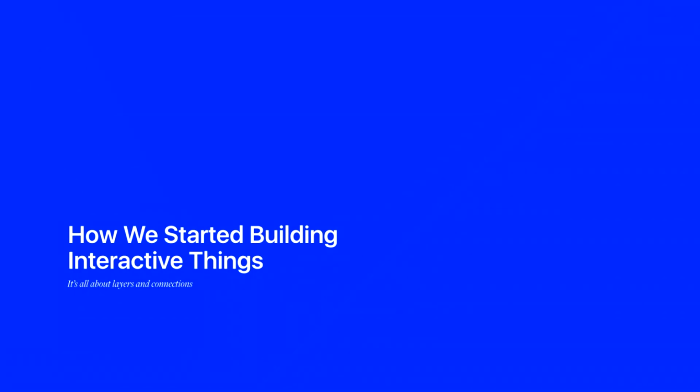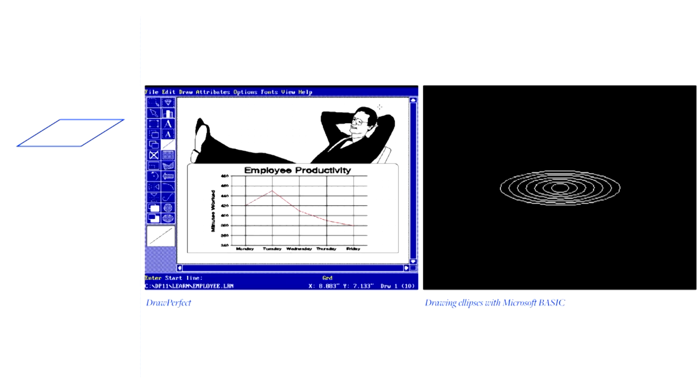So things looked different at that point, because there was only one layer you could draw on. I had this software called Draw Perfect, and this was the one I used as an introduction to vector graphics. It's a bit like a really primitive version of Illustrator.